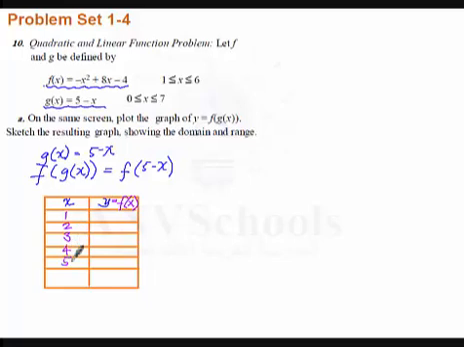4, 5, 6. When our x is equal to 1, then our f of x will be equal to negative 1 squared plus 8 times 1 minus 4. So that's 8 minus 5, so that's 3. If x is equal to 2, that's negative 4 plus 16 minus 4. So that would be 16 minus 8, so it's 8.